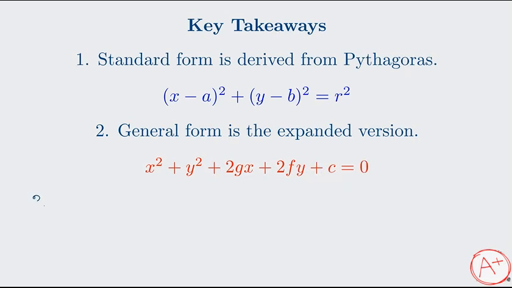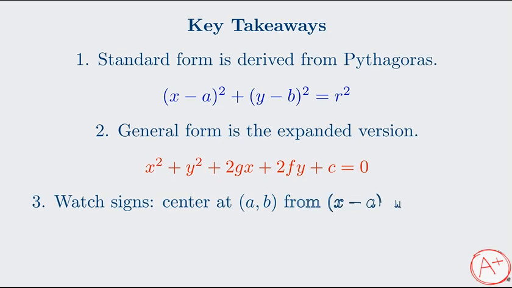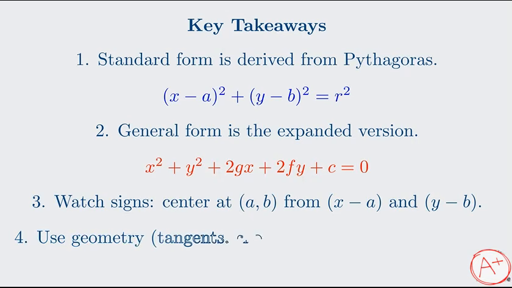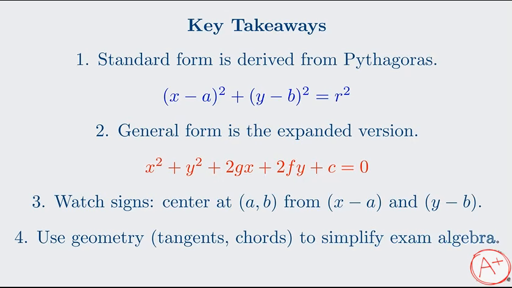Third, always pay attention to signs and squares. The center coordinates use the opposite signs found within the brackets, and the constant on the right-hand side is the square of the radius. Finally, in a Cambridge 9709 exam context, geometry often simplifies algebra. Use the perpendicular distance from the center to a tangent to find the radius, and always consider sketches or properties of chords to save time.